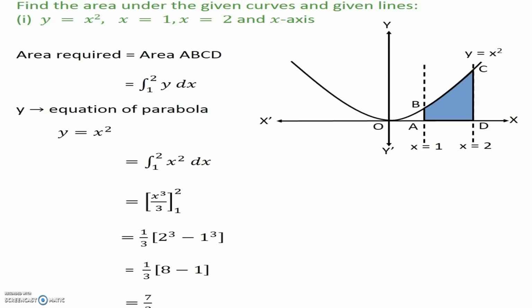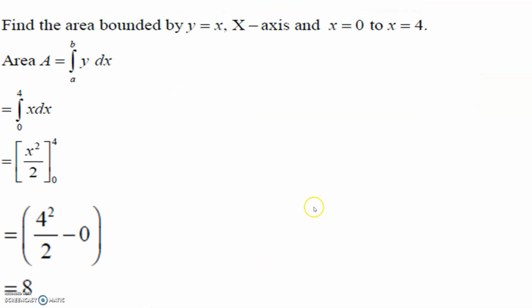Find the area under the curve and given lines. y is equal to x square, x is equal to 1 and x is equal to 2. Obviously only one area we have to define, that is y dx. So instead of y we put x square, x cube upon 3, lower limit 1, upper limit 2. We derive 1 upon 3 times 2 cube minus 1 cube, 8 minus 1, 1 upon 3 times 7. Final answer is 7 upon 3.